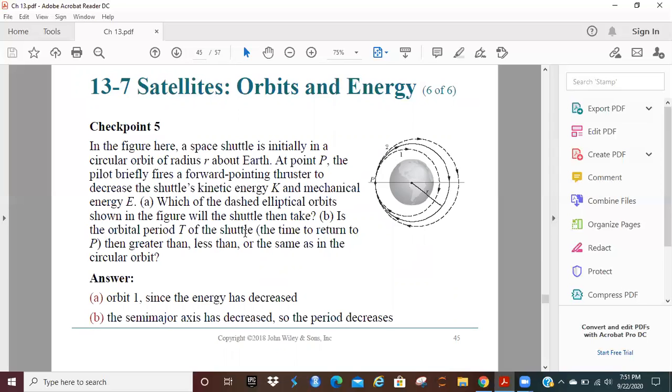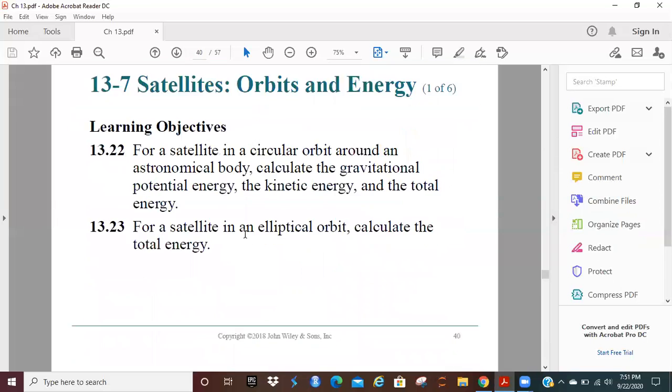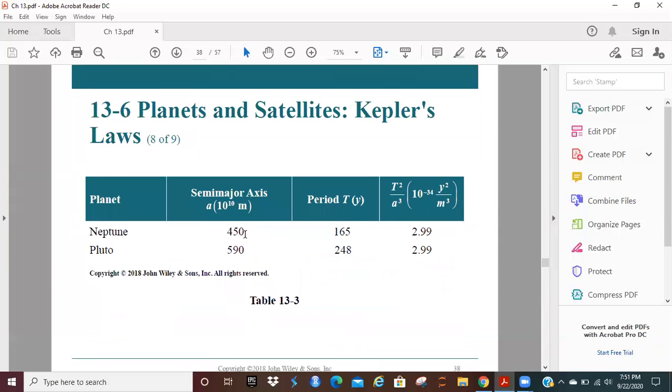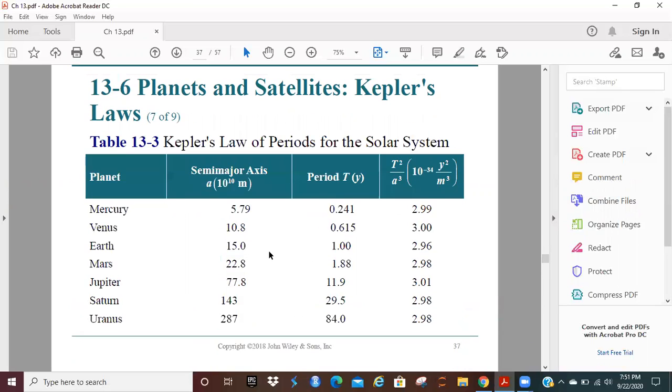And is the orbital period T of the shuttle, the time to return to P, greater, less, or the same as the circular orbit? Since the semi-major axis has decreased, the period decreases. The period is going to be directly proportional to the semi-major axis if you replace r with a.